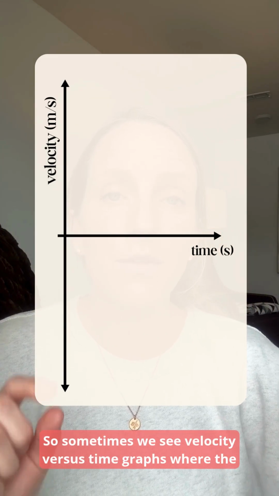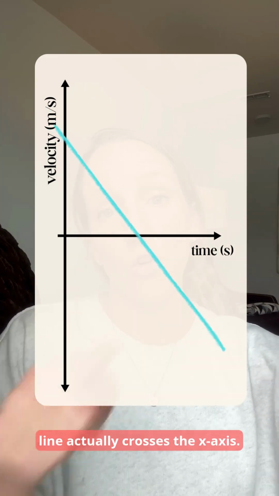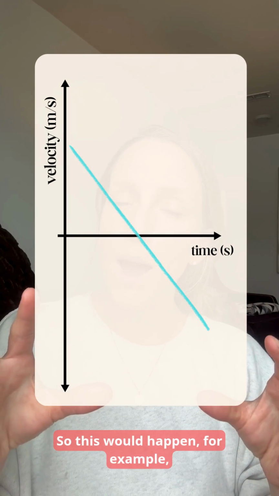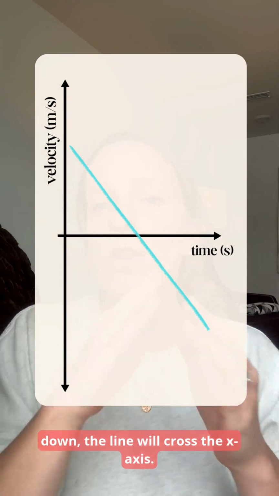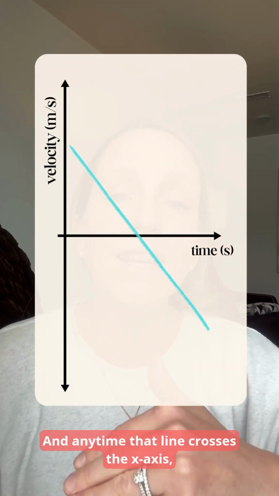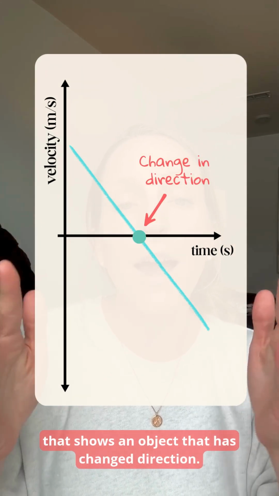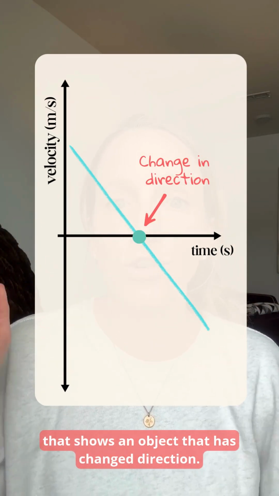Sometimes we see velocity versus time graphs where the line actually crosses the x-axis. This would happen, for example, if you have an object that's tossed up in the air and then comes back down. The line will cross the x-axis, and anytime that line crosses the x-axis, that shows an object that has changed direction.